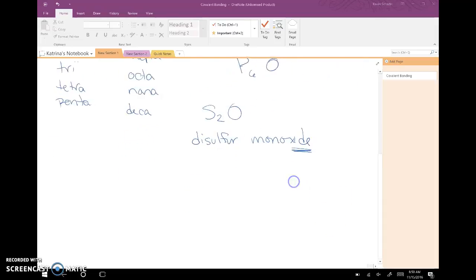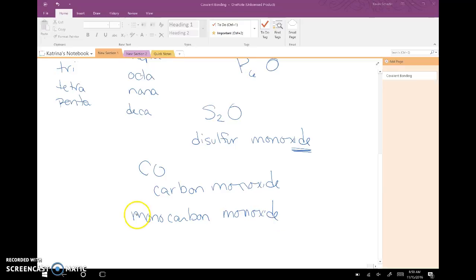Couple of tricks, right? If you have something like this, that is carbon monoxide, we do not put the mono prefix before the first element. So it would never be monocarbon monoxide. This is just not done.